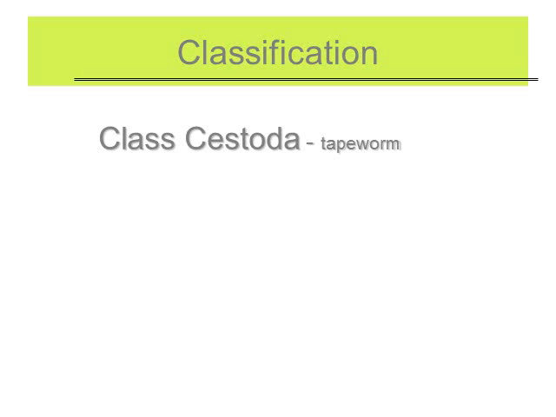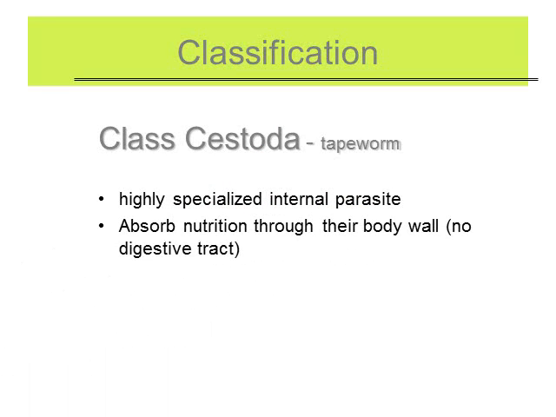All right, and the third and last group that you should know for the flatworms is class Cestoda, and these are the tapeworms. And I'm sure you've heard of tapeworms before. Also, like the flukes, these guys are all parasites. What's interesting about these guys is that they've lost a lot of the features that a lot of the other flatworms have. For example, they have no digestive tract.